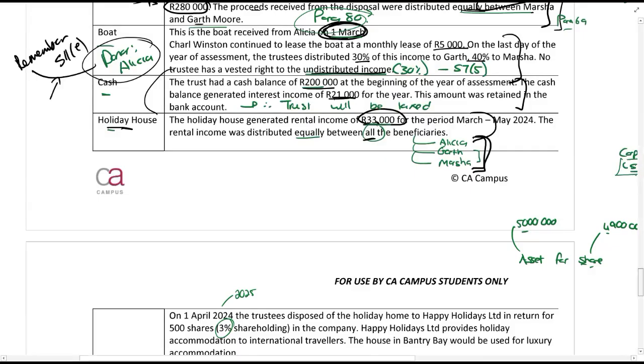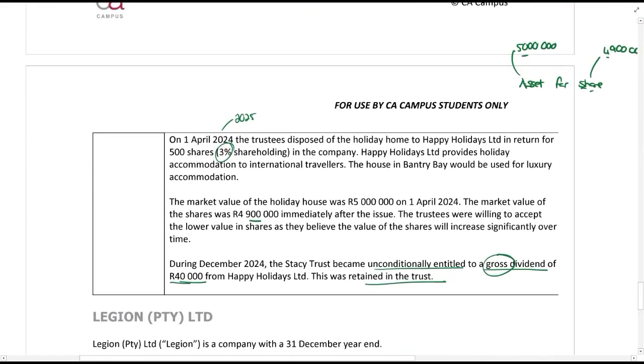Then what happens on the 1st of April 2024, so it's in this tax year, the trustees dispose of the holiday home to Happy Holidays in return for 500 shares. Happy Holidays provides holiday accommodation to international travelers, and the house in Bantry Bay would be used. The market value of the holiday home was 5 million, and the market value of the shares was 4.9 million.